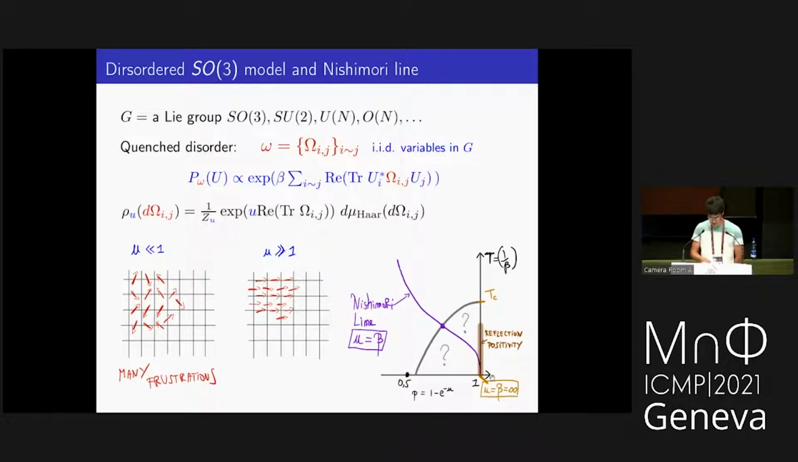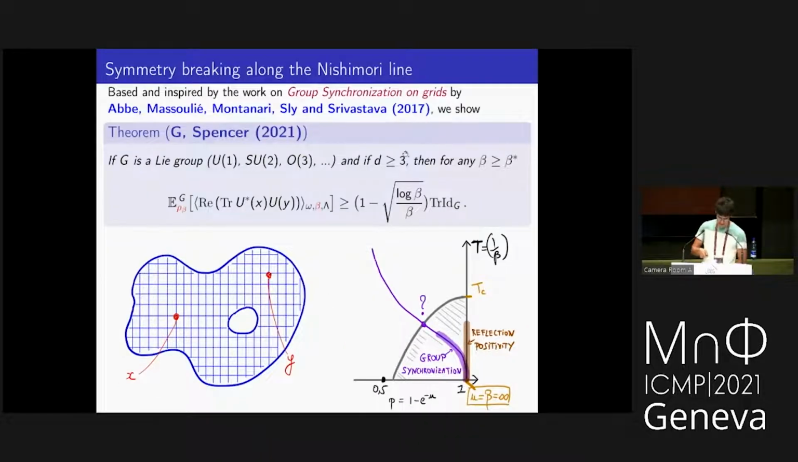And I should stress that the proof is highly motivated. It's inspired, it's based, and it was even somehow suggested in a work in Bayesian statistics by these authors, Abbe, Massoulié, Montanari, Sly, and Srivastava. And you can see from these authors that they are not completely uncorrelated from statistical physics. And based on their works in Bayesian statistics that I will tell you about in the next slide, we prove this long-range order property: when beta is large enough, at low enough temperature, the average quenched two-point correlation function does not degenerate as x and y go to infinity.